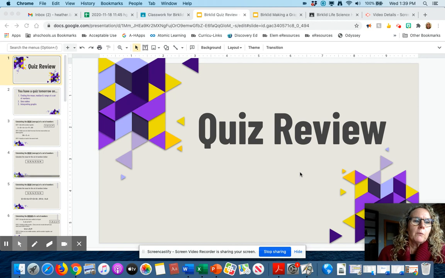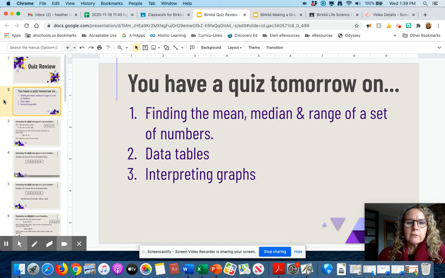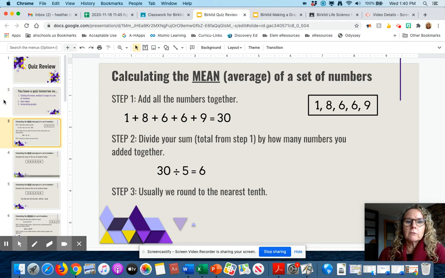So here we go. We have a quiz tomorrow, and the quiz tomorrow is on finding mean, median, and range of a set of numbers, on data tables, and interpreting graphs. Okay, so let's practice. To calculate the mean or average of a set of numbers, you need to, step one, add all of the numbers together.